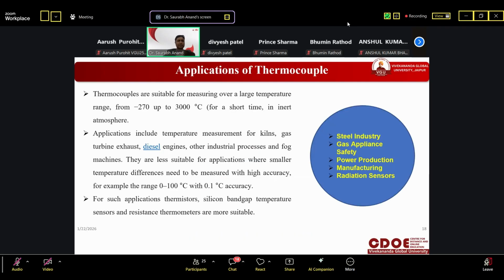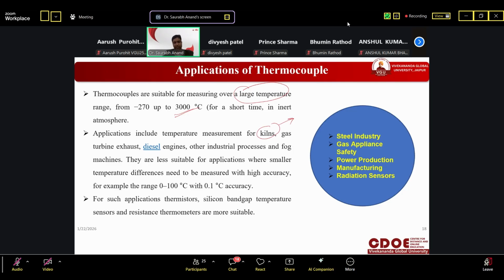And these are the applications. As I already told you, these are used for larger temperature ranges, up to 3000 degrees centigrade. And applications may be kilns. Do you know kilns?